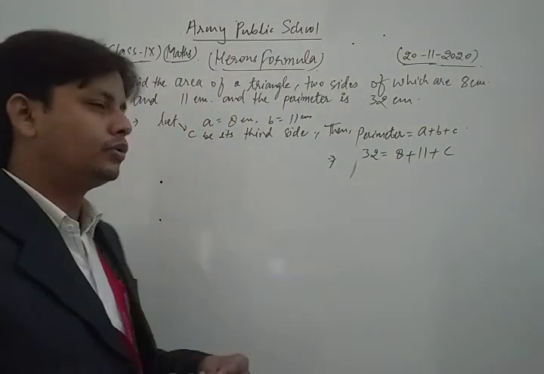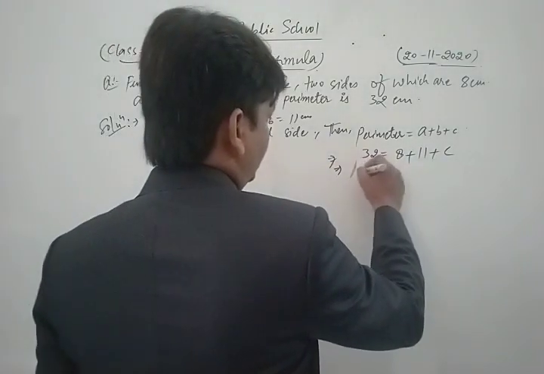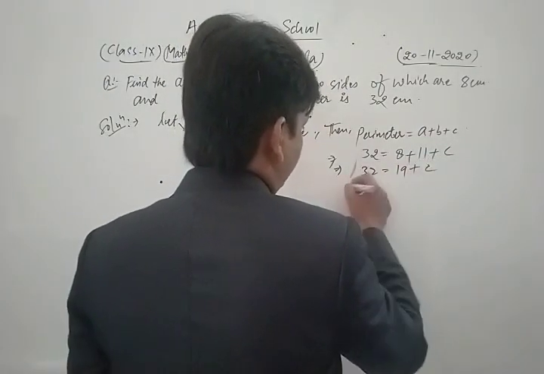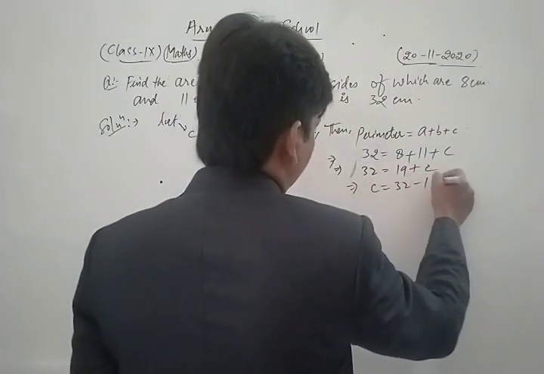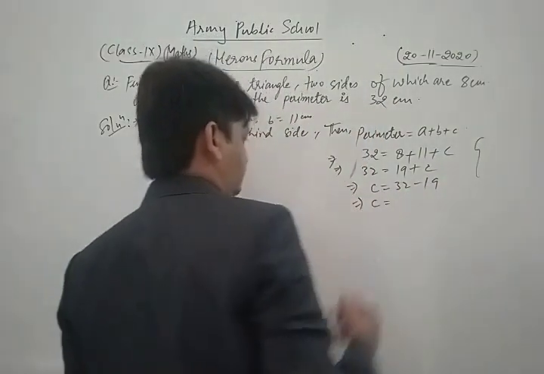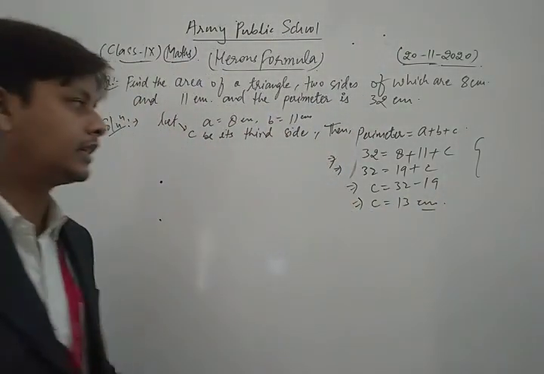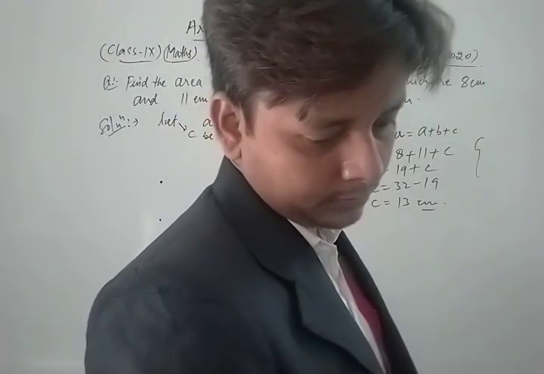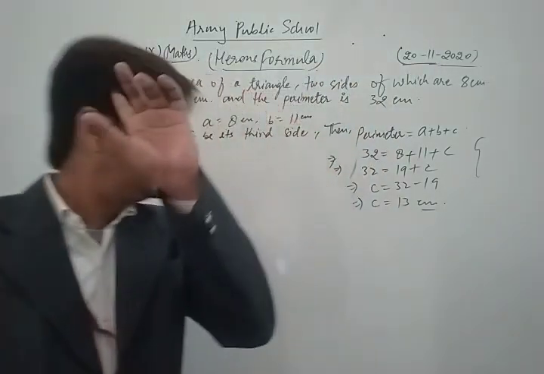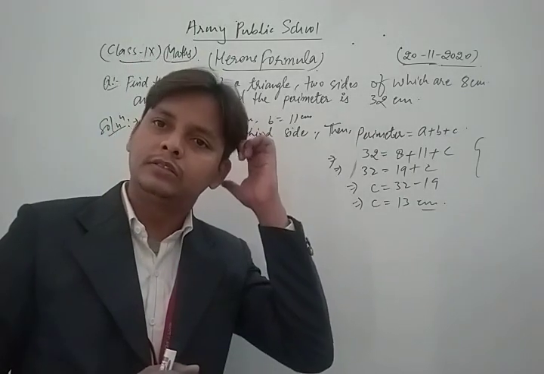You know that the perimeter is the sum of all its sides. So here we apply that. We get 32 is equal to 19 plus C, that is, the value of C is equal to 32 minus 19. Now we subtract them, and C is equal to 13 centimeter. Thus the third side of the triangle is 13 centimeter. So we got all three different sides of the triangle ABC.